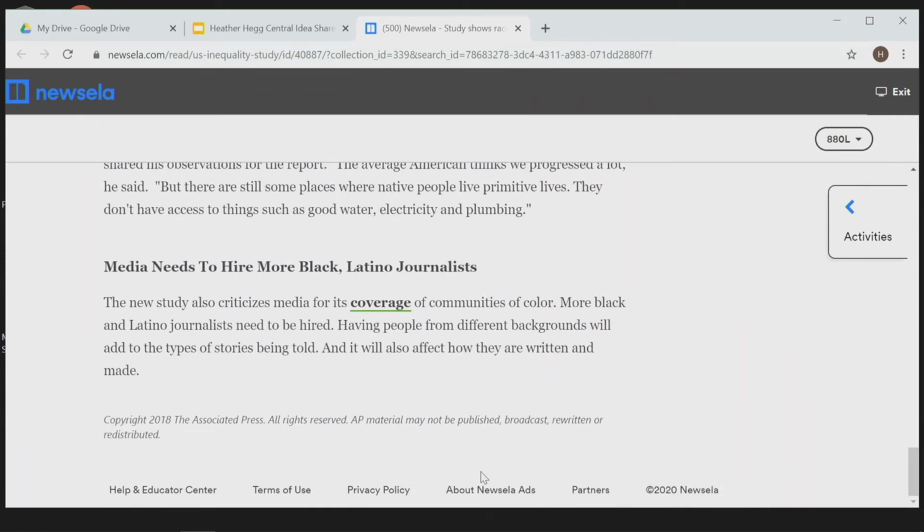And finally, the last section, media needs to hire more Black and Latino journalists. Well, I'm thinking if racial segregation is a problem, then one of the ways to solve that problem would be to hire more Black and Latino journalists. There would be more diversity.